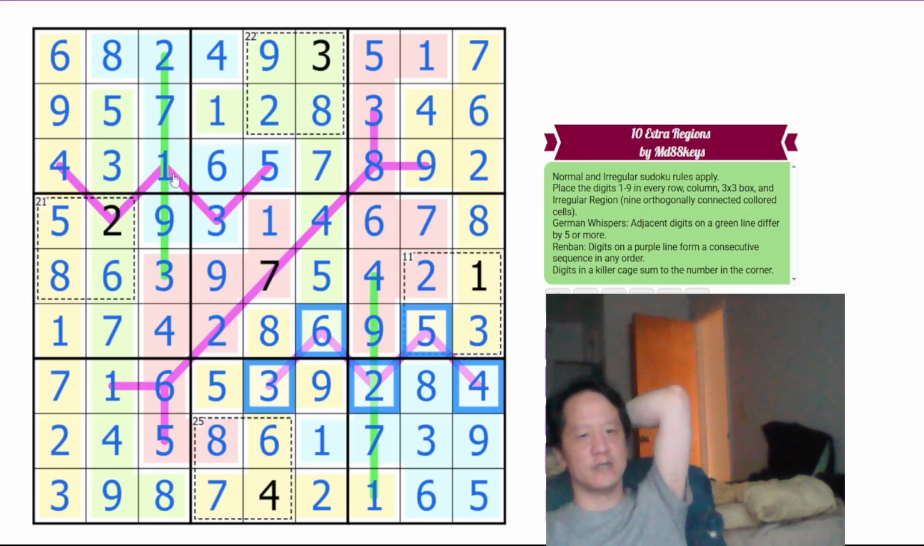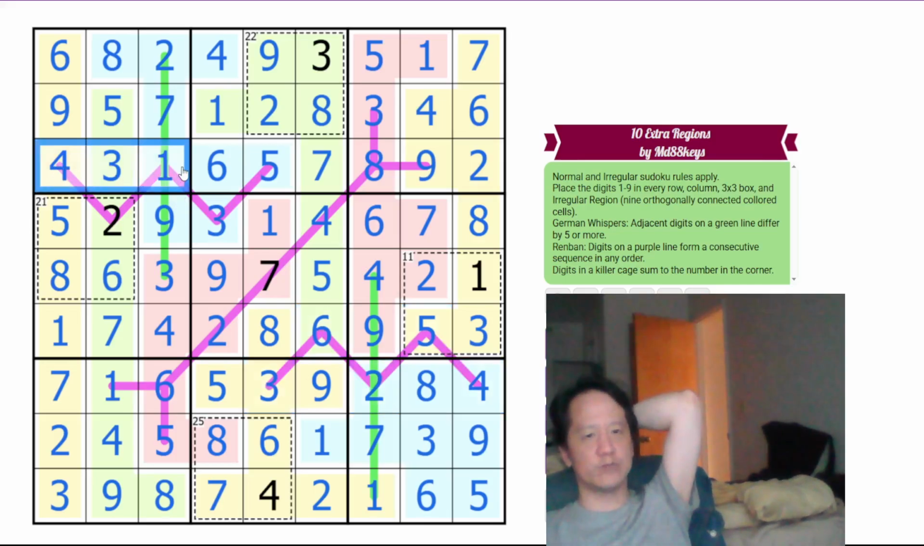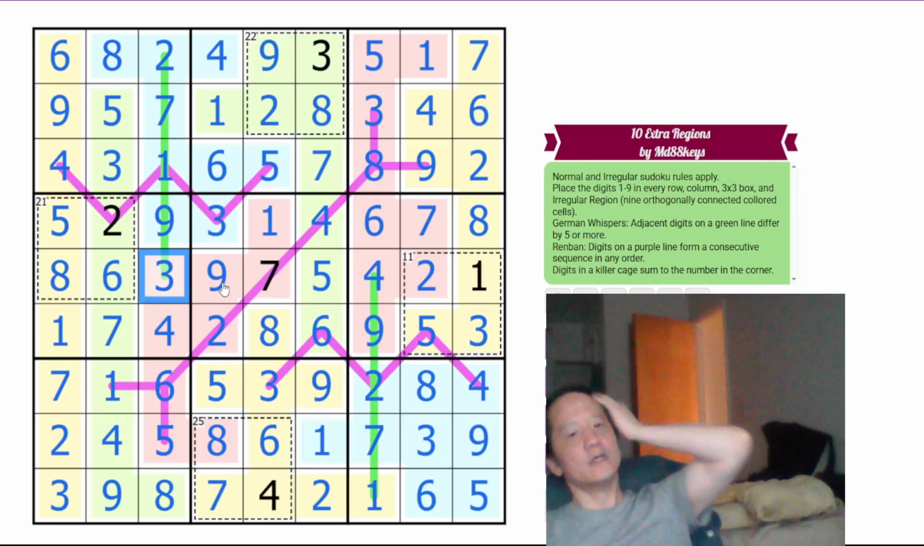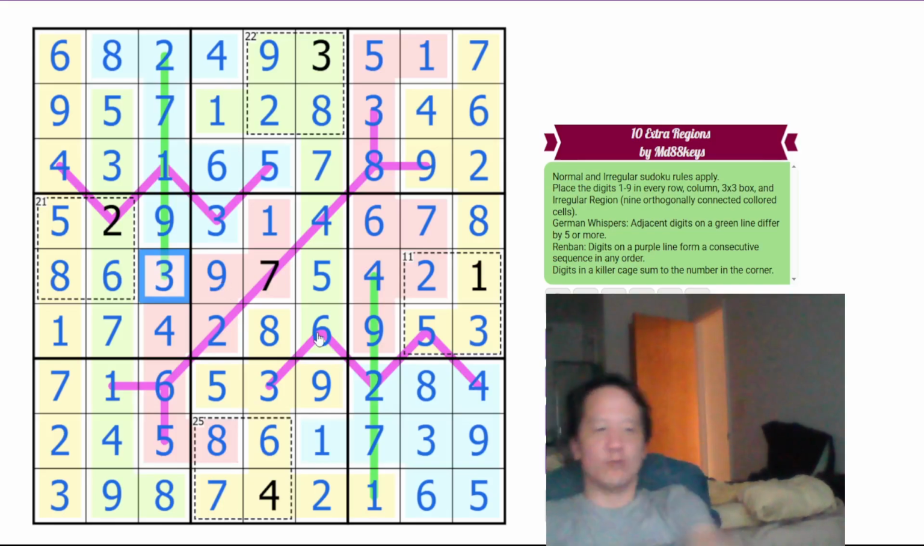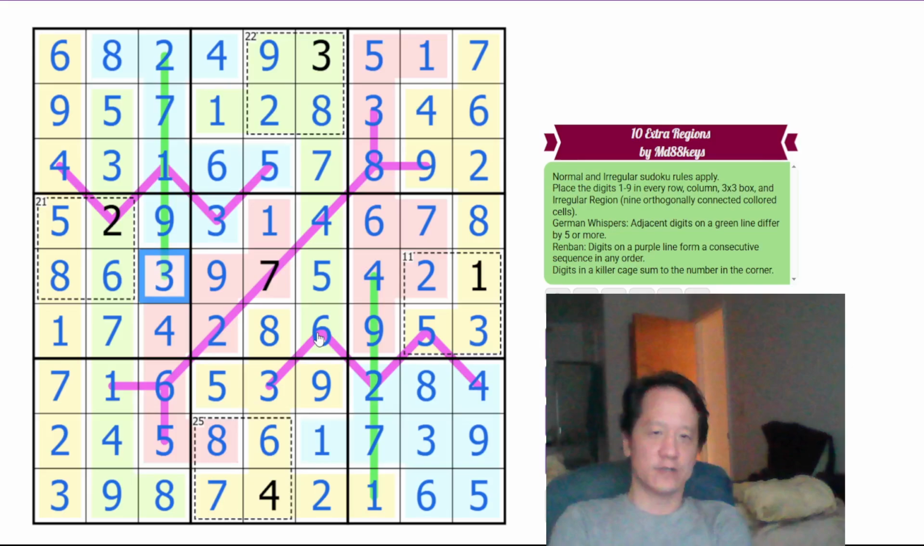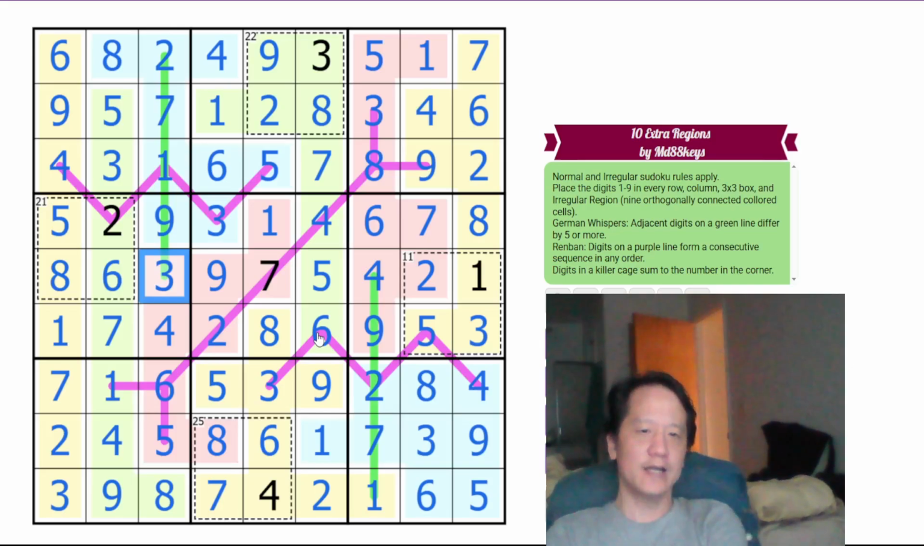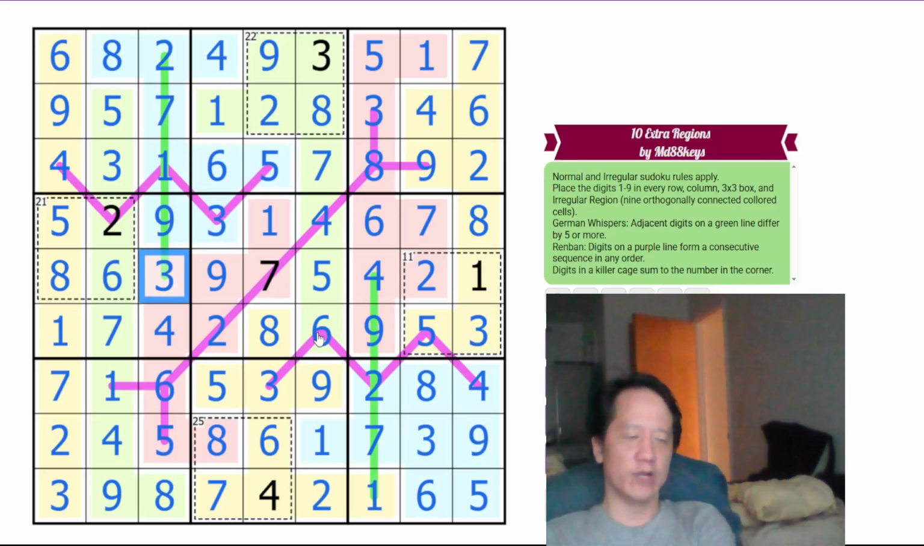I did make a mistake earlier here with this 3. That was pretty bad. But yeah, that goes to show that you can sometimes solve things even without certain restrictions in place. I'm still confused about where the 10th extra region is, though. There are 9 irregular regions. You have the 9 normal Sudoku regions. Where's the 10th one?